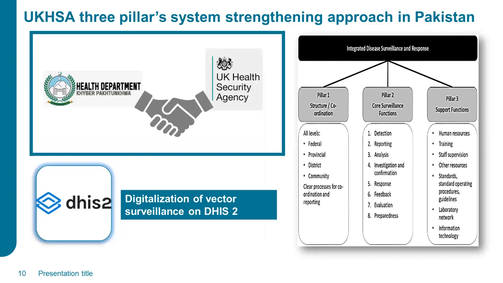For a little bit of context on dengue fever, it is a priority infectious notifiable disease in Pakistan. UK Health Security Agency, along with other partners, has been working with the Department of Health here in Pakistan since 2017 to strengthen the priority infectious disease surveillance in Pakistan by implementing the integrated disease surveillance and response system, focusing on a three pillar system strengthening approach.